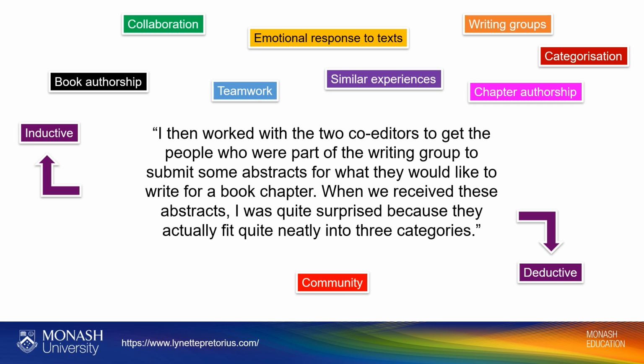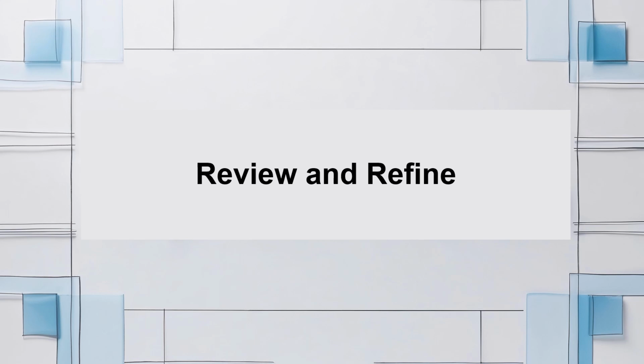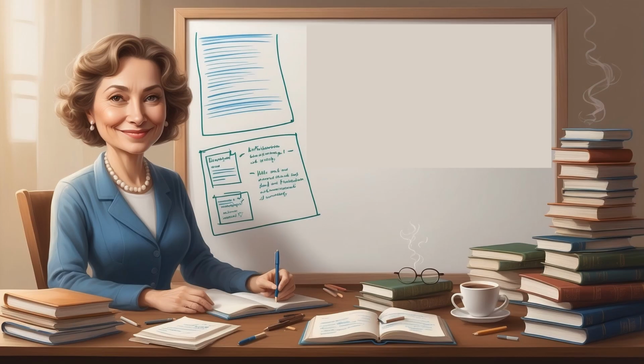Then start to review and refine your codes. Once the initial coding is done, it's time to refine. Read through your list of codes, combining those that overlap or represent similar concepts, and eliminate codes that appear redundant. This process reduces the number of codes and creates a clearer structure.